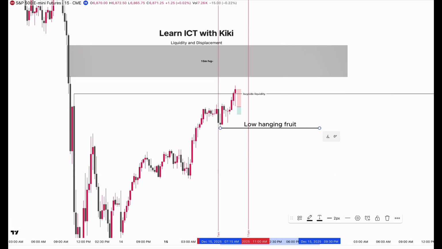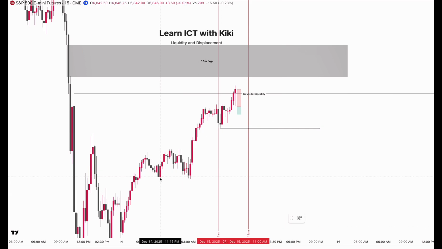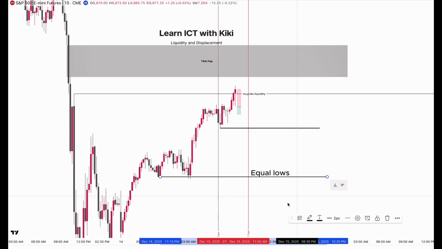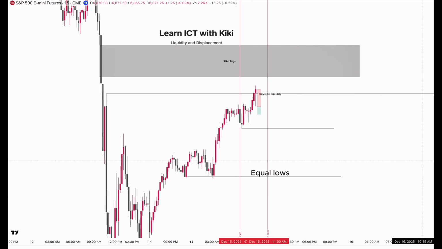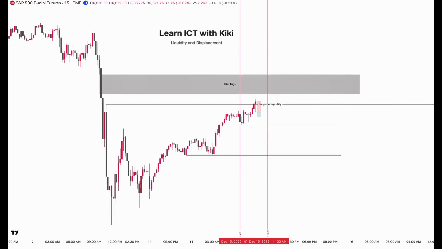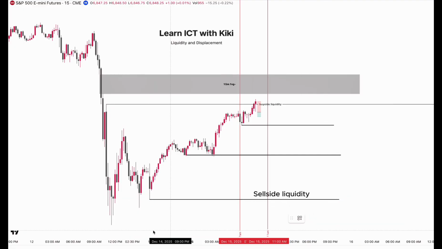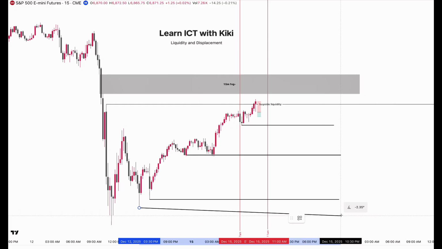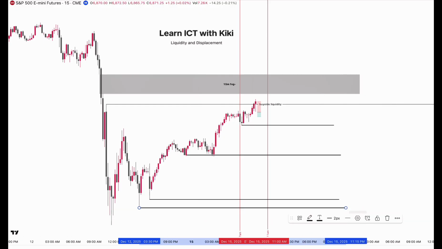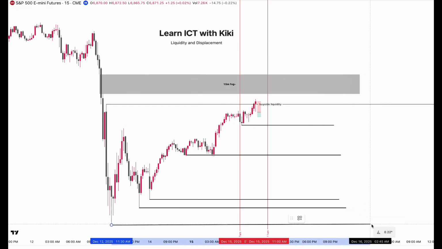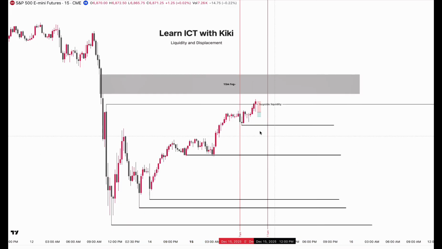So I mark out all the potential targets. The first one is what I would consider low-hanging fruit. The second target is equal lows. After that, we have multiple consecutive sell-side liquidity levels, which are previous swing lows. Normally, how I would manage this trade is by taking partials at the equal lows and then targeting the next sell-side liquidity level. Once I take partials at the equal lows, I move my stop to break even, completely removing risk from the trade.